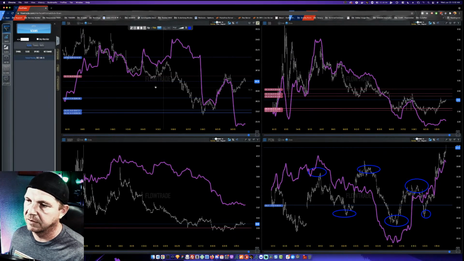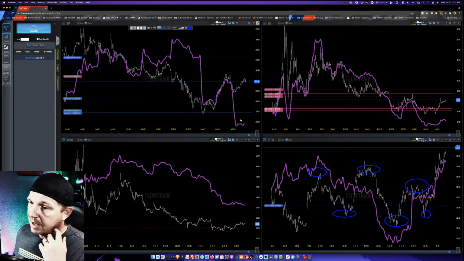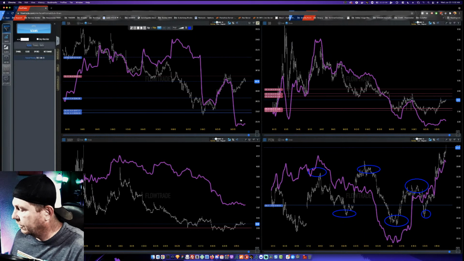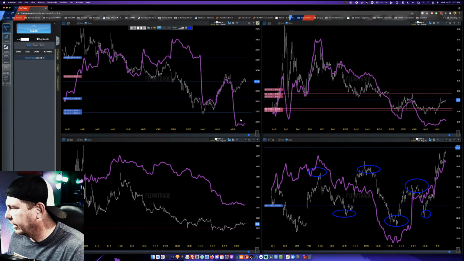Real quick overview for my new viewers. The white line is price action. The purple line is the normal algorithm. Any blue horizontal lines that you see are going to be dark pool block trades. Red horizontal lines are regular block trades. I'll try to enhance those, or at least show them a little better on the screen.